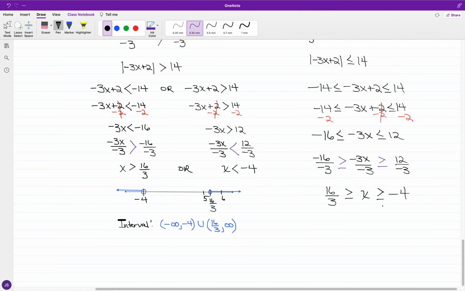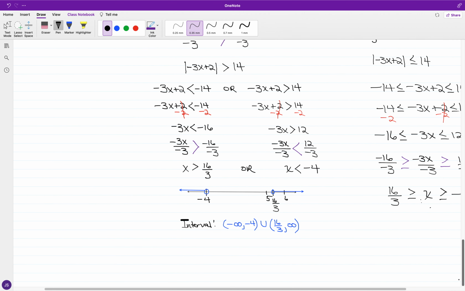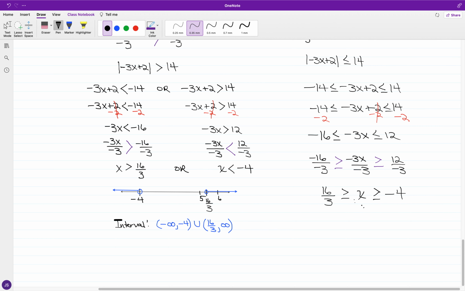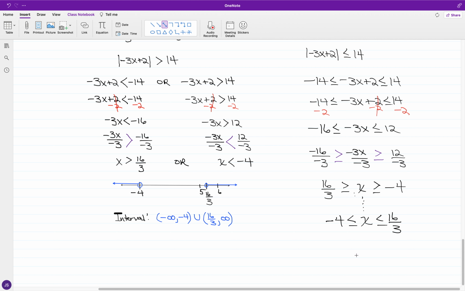Okay. And just rearranging what I have in the inequality going from smallest to largest. So you have negative 4 is greater than or equal to... I mean, negative x is greater than or equal to negative 4. It's the same as saying negative 4 is less than or equal to x. And for 16 thirds is greater than or equal to x, this will be the same as saying x is less than or equal to 16 thirds. And so, once again, we're going to have these numbers to arise.